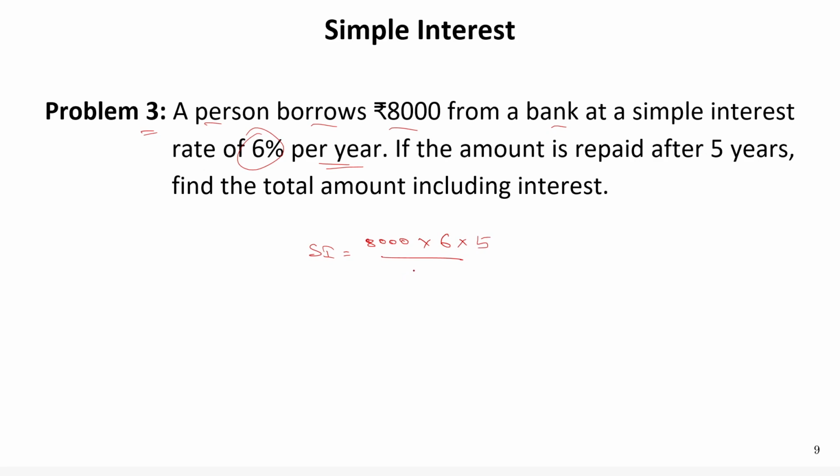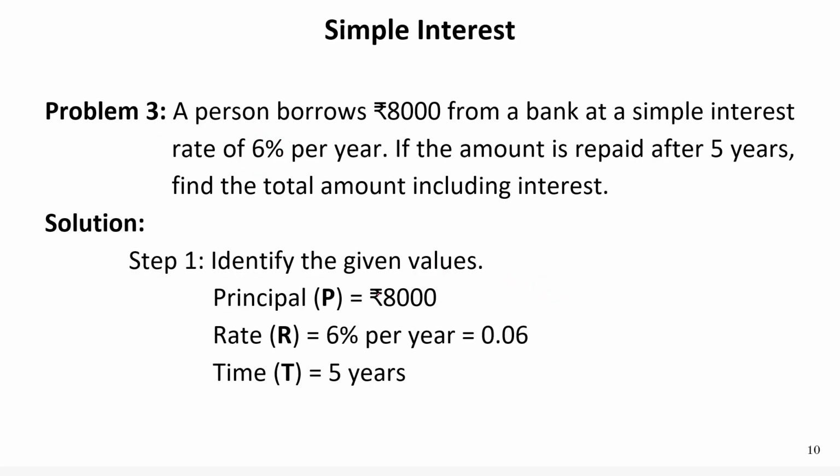by 100, right? So let's cancel out 0 from here. So 80 into 6 into 5, so that is equal to 30. So it is equal to 2400. This is the amount of simple interest that needs to be paid. So identifying the given values, principal is equal to 8,000, rate is equal to 6%, and in decimal form it is 0.06. So time is equal to 5 years.